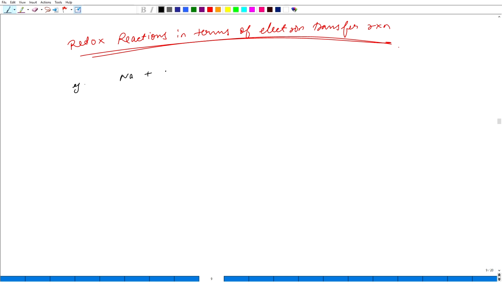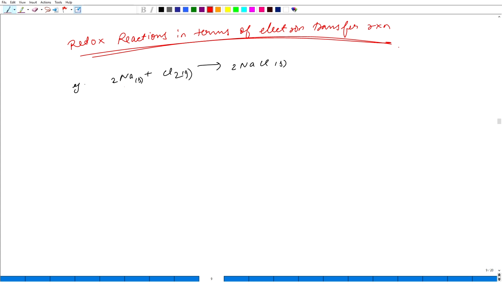So, I am taking a few examples first of all. Let us say Na plus Cl2 gas gives NaCl. This is one of the reactions, where solid Na reacts with Cl2 gas to form solid NaCl. The reaction has been balanced. So, now we see whether this reaction is a redox reaction or not.